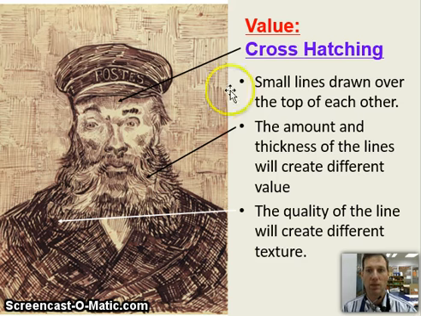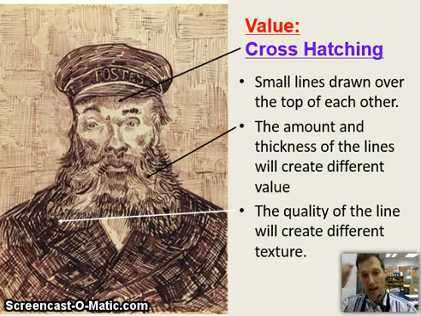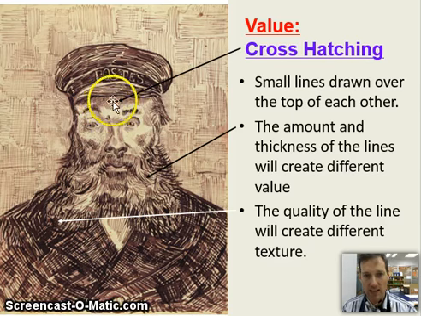The first one is crosshatching. Here's a very famous picture drawn by Vincent van Gogh, and you can see that the crosshatching here is any time that you take small lines and draw them over the top of each other. So he has crosshatching right here up underneath the postman's cap, and you can see that he's got lines crisscrossing vertically, diagonally, and even horizontally right in that little area.